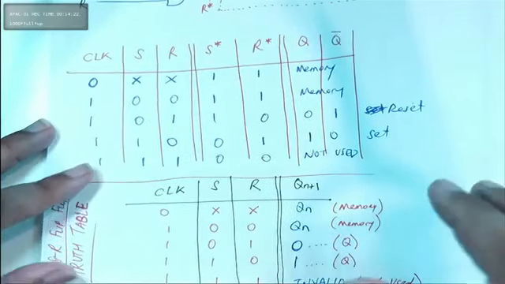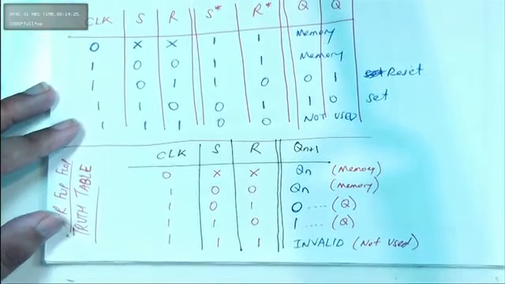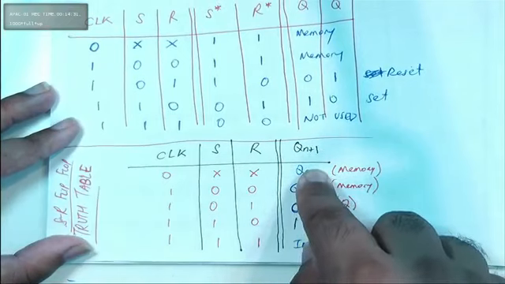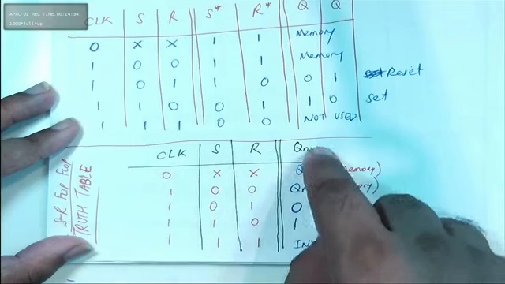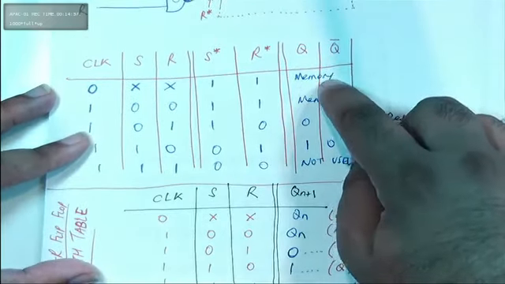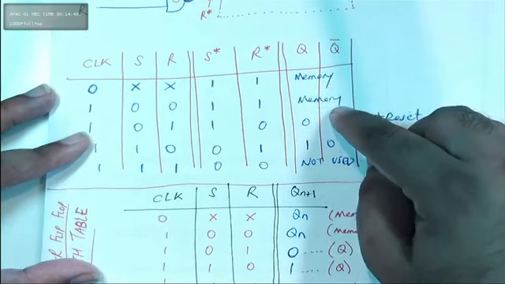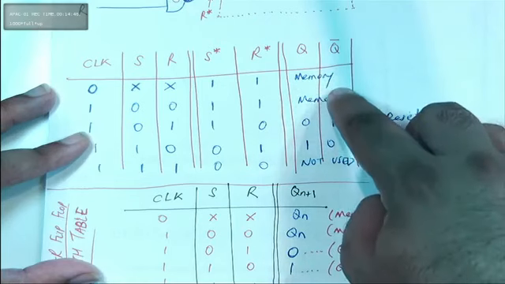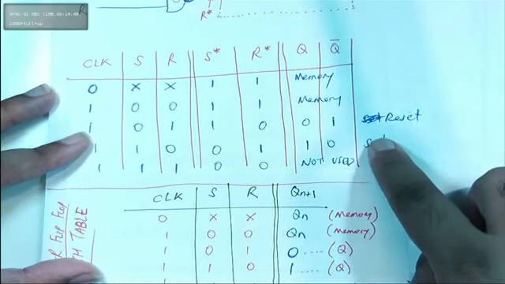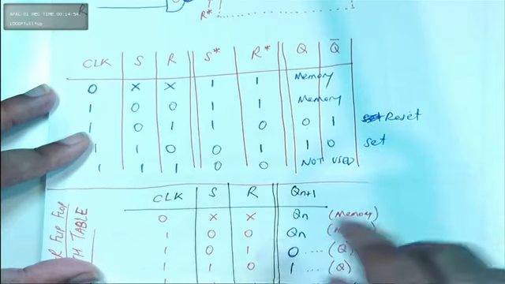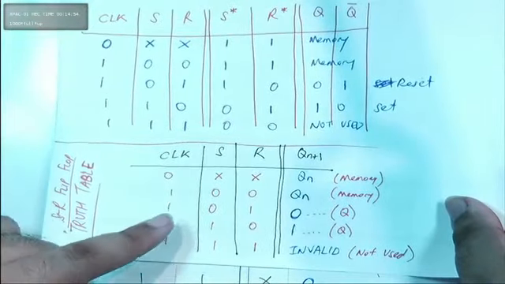So from this truth table, we are able to reduce it into this, in terms of what the current state is and what the next state will be. So clock, S and R, and what the next state will be. Because in the first truth table, we were using descriptive words, like memory, reset, set, but we were not using formulas. So now we have converted this into a formula-like truth table.